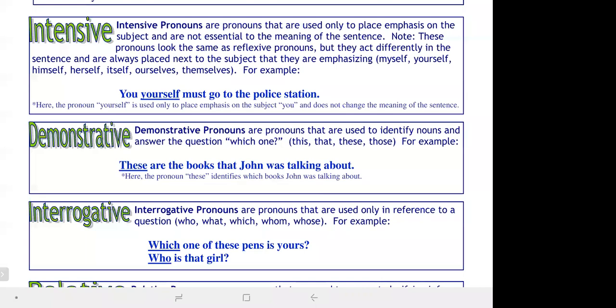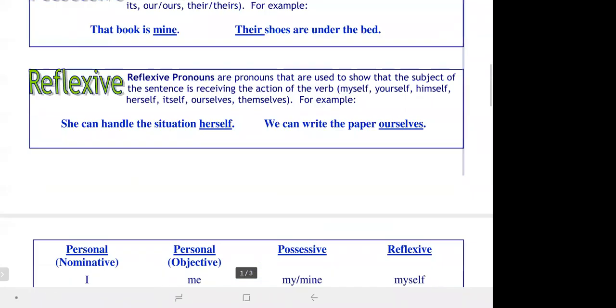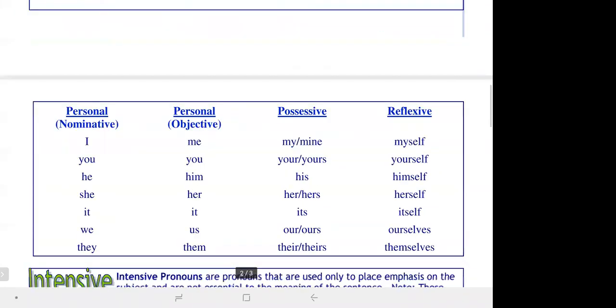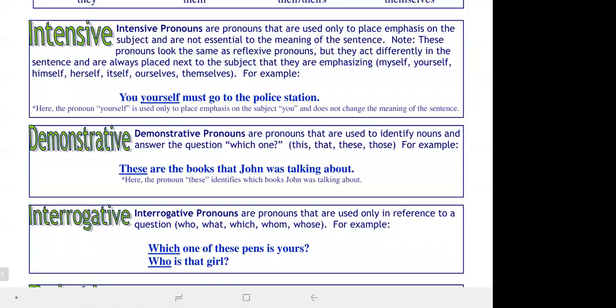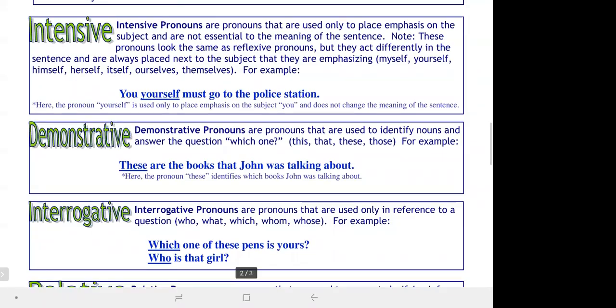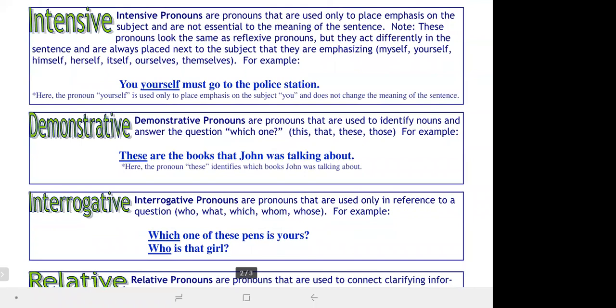So how do we identify them, whether they are intensive or the previous one, which is reflexive? Reflexives take the place of the object, but intensives come right next to the subject. Look at the example. You yourself must go to the police station. It's giving emphasis, not anybody else, but you. So it's giving emphasis on you.